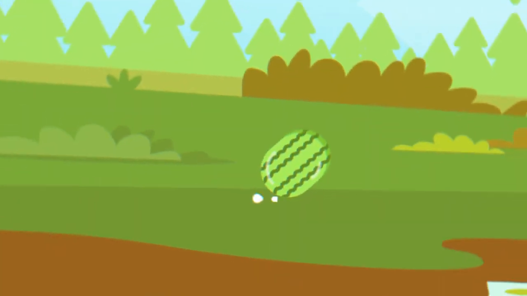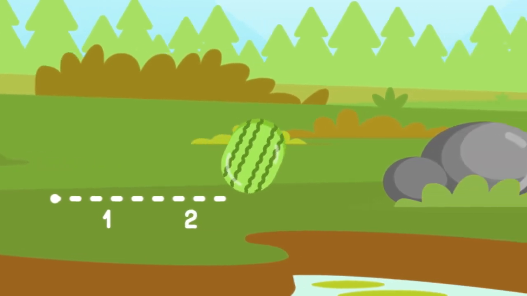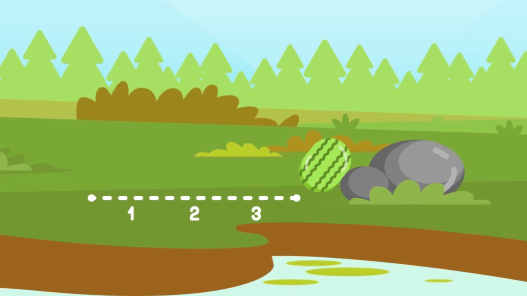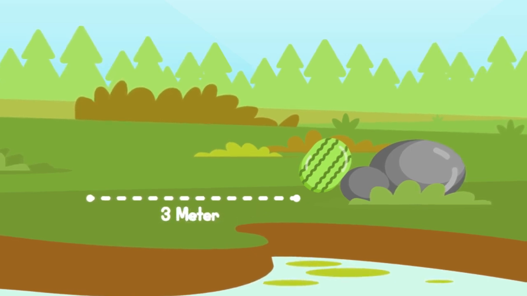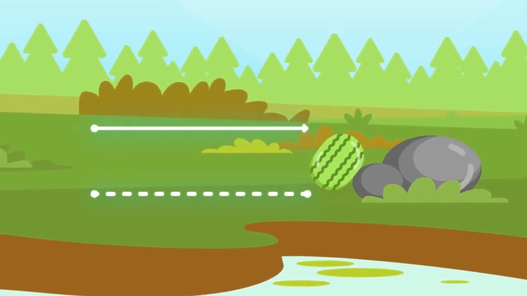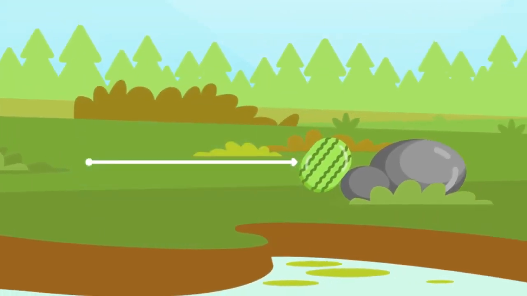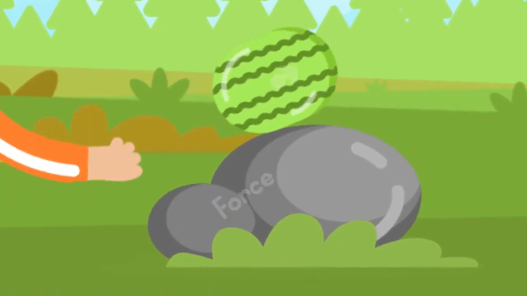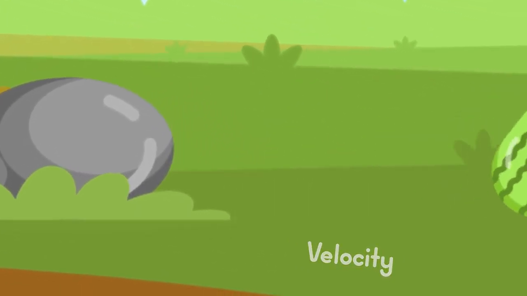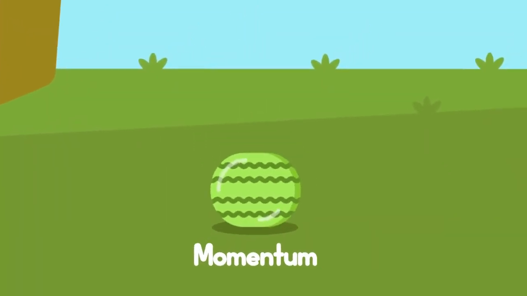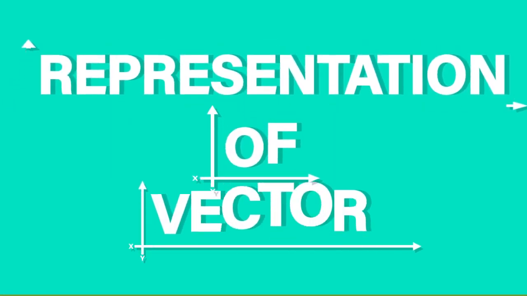Vectors. Physical quantities which can be completely specified by 1. A number which represents the magnitude of the quantity, 2. An appropriate unit, 3. A specific direction are called vectors. This means a vector is a representation of both a quantity and a direction at the same time. Its examples include displacement, force, velocity, acceleration, and momentum.